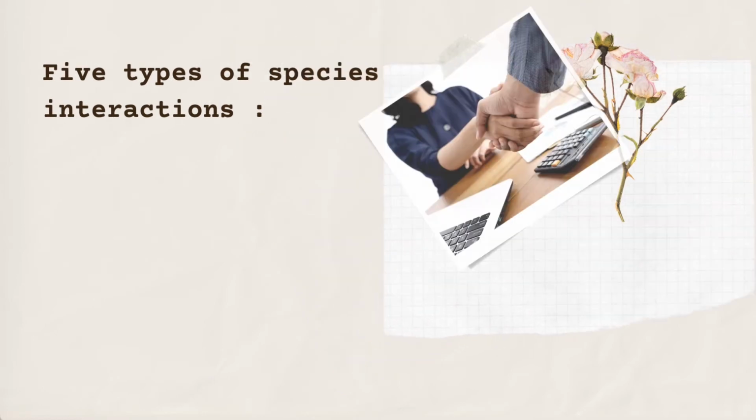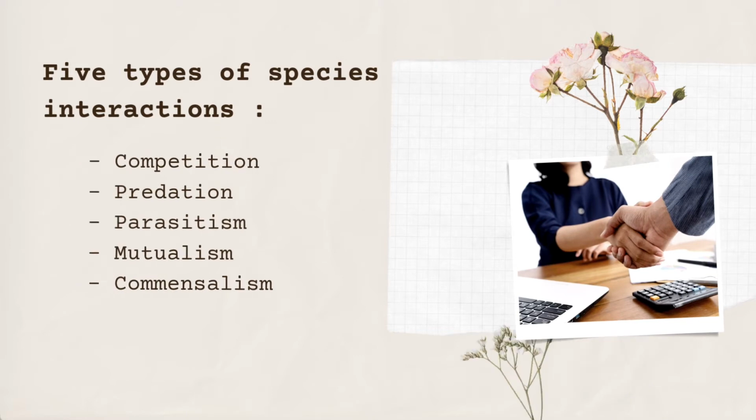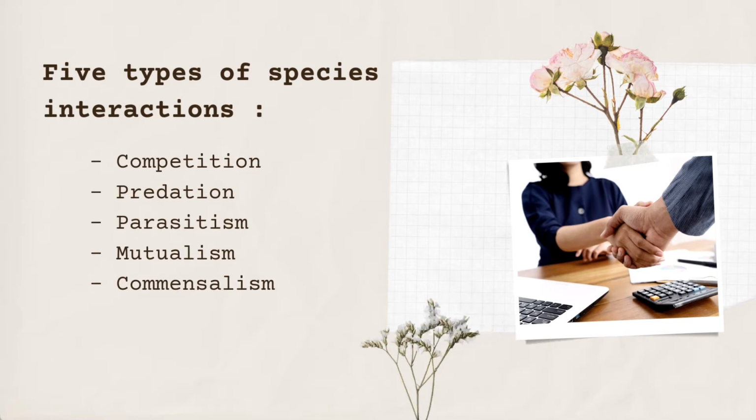The first one is competition. Competition occurs when members of 2 or more species interact to gain access to the same limited resources such as food, light, or space. The second one is predation. Predation occurs when a member of one species feeds directly on all or part of a member of another species.